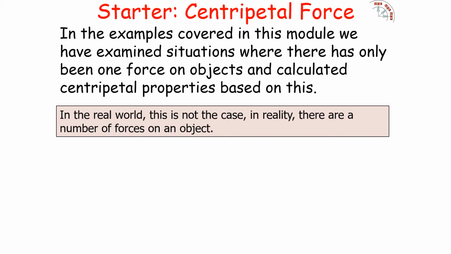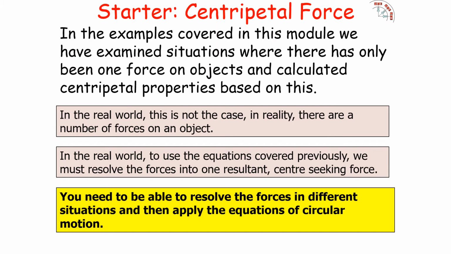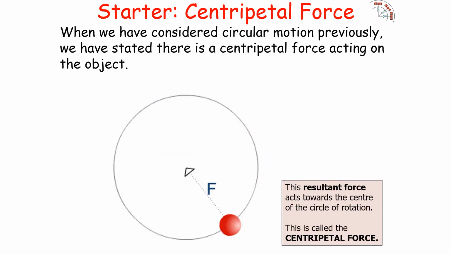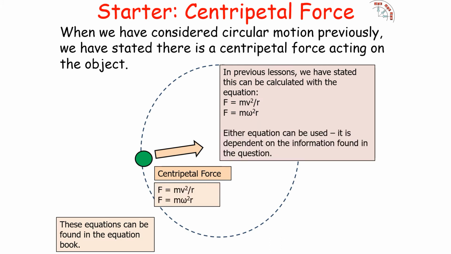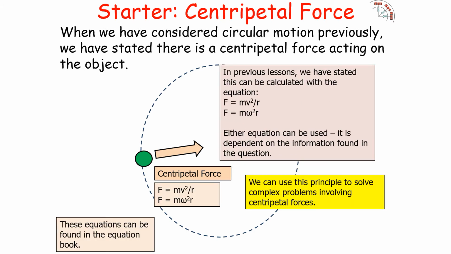Now in the examples covered previously, we've only considered where one force is acting as the centripetal force, but in reality there are a number of forces that act as a centripetal force on an object. So you need to resolve the forces in different situations, then apply the equations of circular motion. As we know, the centripetal force is a resultant force acting towards the center of the circle, and we can work it out with the following equations. It's important to note that these equations are true for any situation. So what you can do, like we said before, is use this principle to solve complex problems involving circular motion.